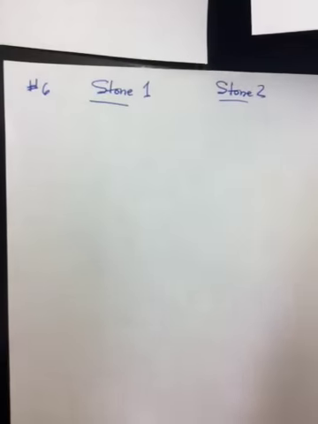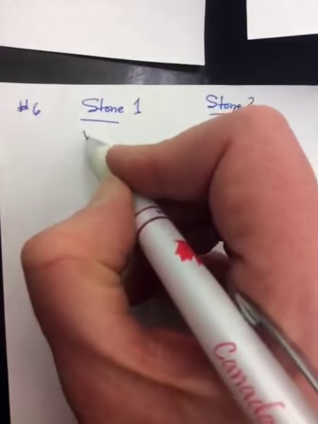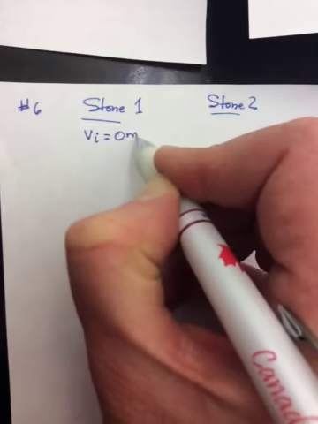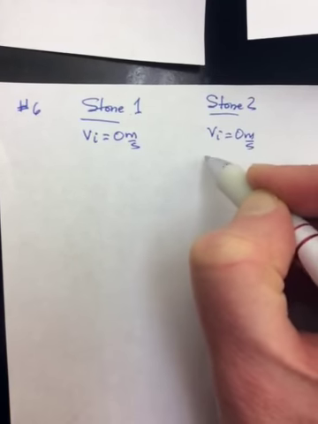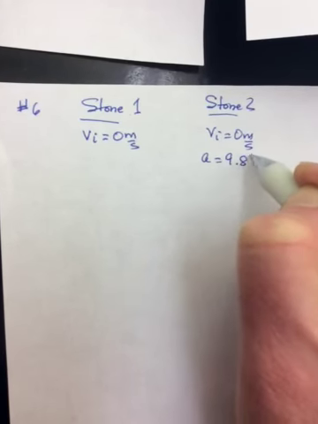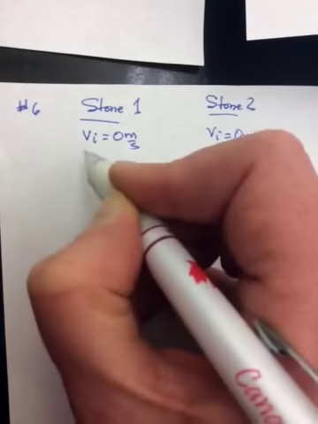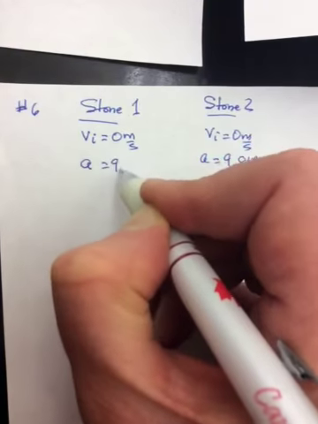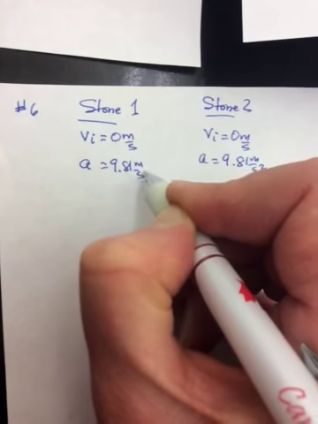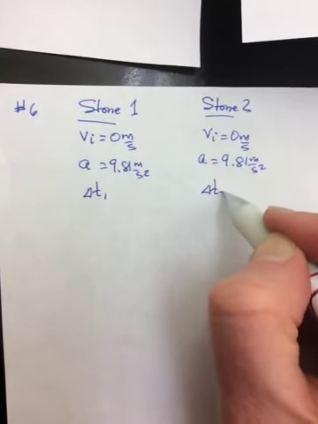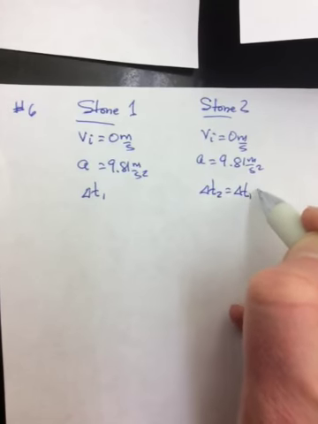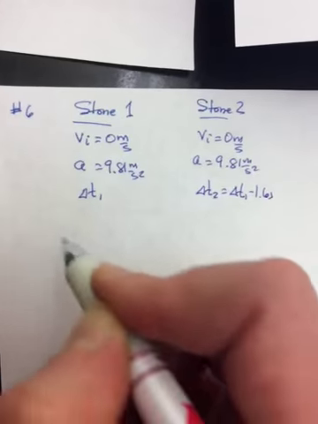All right, so number 6. They are dropped, so the VIs are 0. The A's are 9.81 meters per second squared. But it says the second one is dropped after the first one. So delta T1 and delta T2 will be delta T1 minus 1.6 seconds.